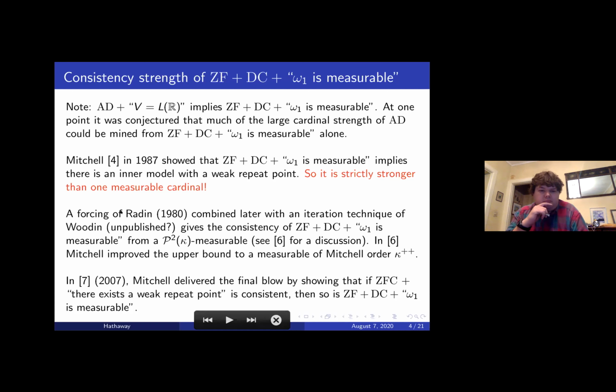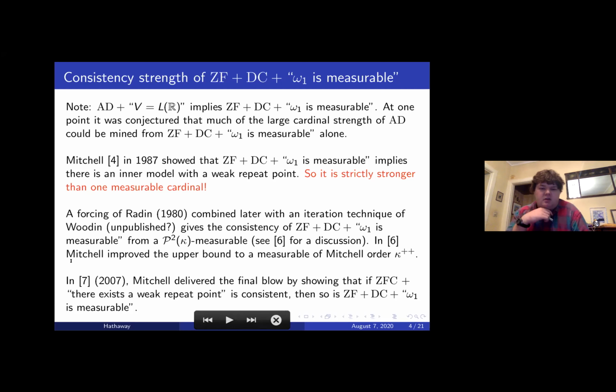Well, Radin had a forcing, and then Woodin had an iteration technique. If you combine these two, you could start with a very large cardinal and then get a model of ZF plus DC plus omega 1 is measurable via the club filter. Then Mitchell looked at this result and improved the upper bound to a Mitchell order of kappa plus plus.